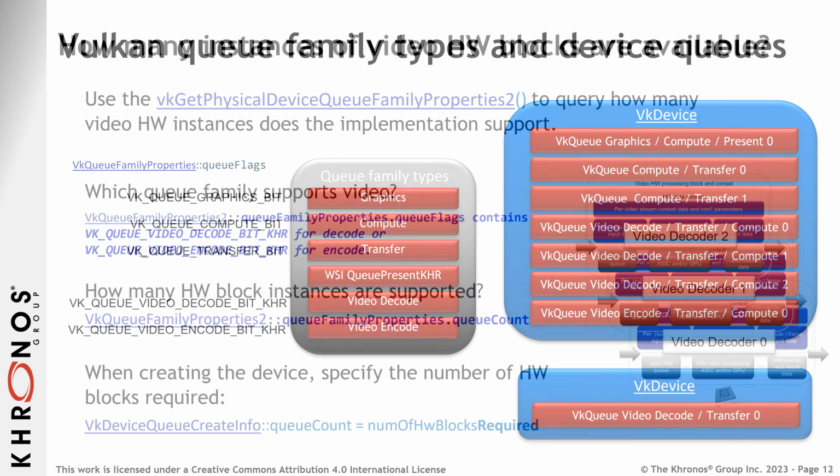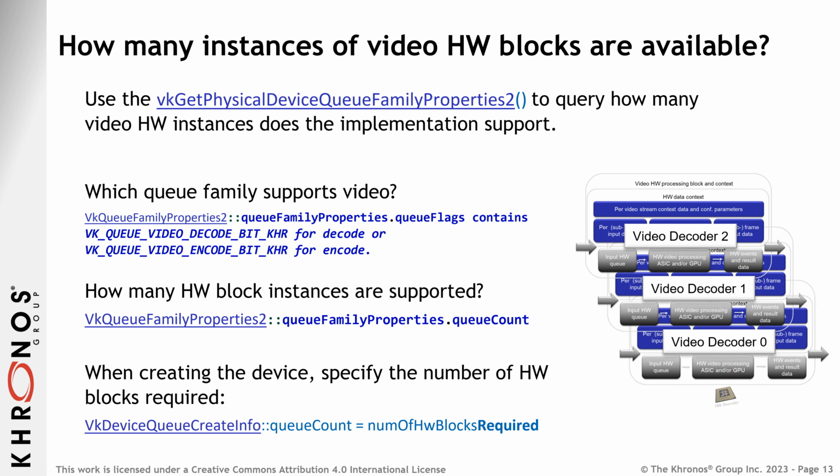Contemporary devices are capable of supporting multiple hardware instances of encoder and decoder. It's important to understand how many hardware block instances are supported by a physical device, in addition to whether it has the ability to encode or decode video. This information will allow the application to fully utilize the available hardware resources. The queue family property's queueCount property provides this information.